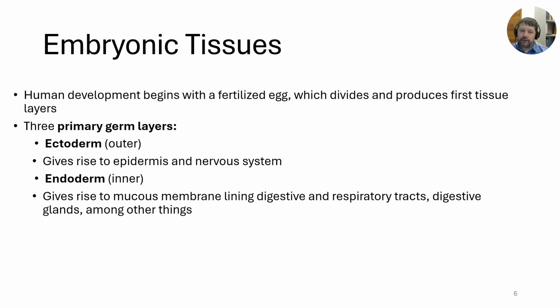The endodermis, or the endoderm, is the inside material, and so this will give rise to mucous membranes lining your digestive tract, the respiratory tract, the digestive glands, hormones, so other types of glands like the thyroid gland and sweat glands and other things that are associated with that inside material. Normally, this is associated with production of fluids, or associated with mucus or some kind of excretory cells.